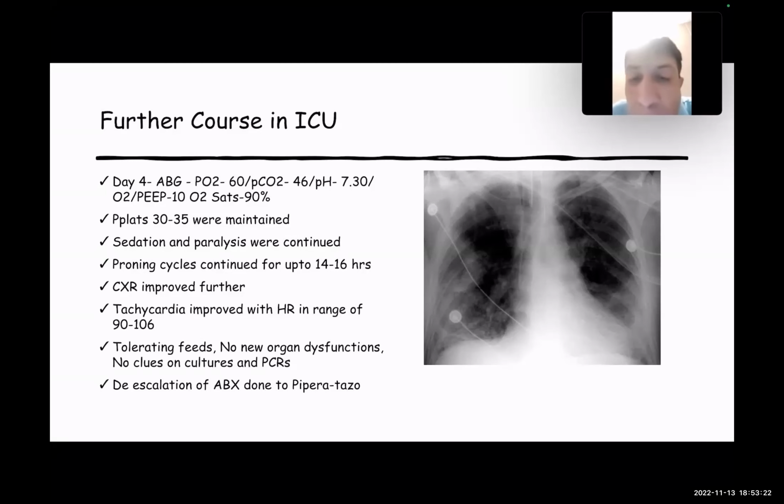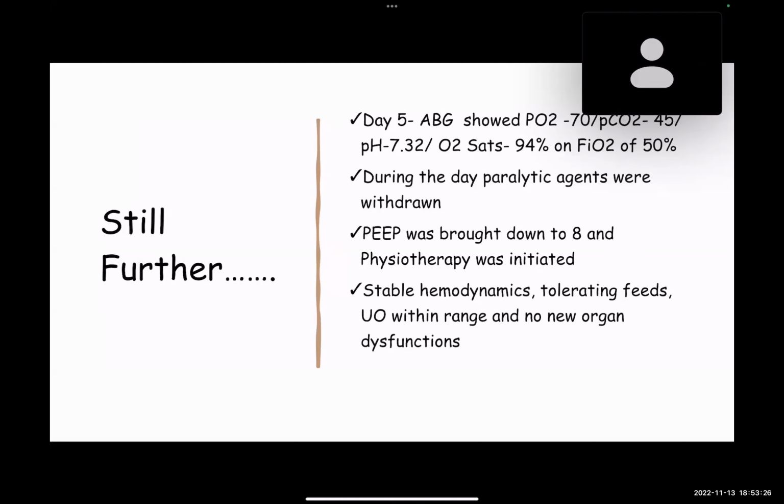Yes. Carry on, Dr. Khushboo. Sir, on day 5, his ABG showed PO2 of 70, CO2 45. His pH was 7.32 and his O2 saturation improved to 94% on FiO2 of 0.5. During the day, paralytic agents were withdrawn. The PEEP was brought down to 8 and physiotherapy was initiated. His hemodynamics remained stable. He tolerated feed well and there were no new organ dysfunctions.